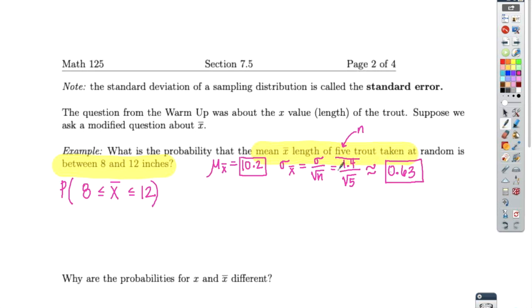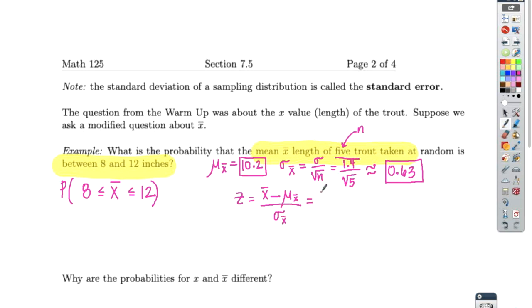Okay, so here's the mean that we're going to use, and here's the standard deviation that we're going to use. And honestly, other than this little change, the strategy now is exactly the same as the warm-up. So I'm going to take 8 and I'm going to take 12. I'll convert them to z-scores, and then I'm going to subtract the areas from the table. So let's do the first one. Z equals, now I'm going to be using my x bar minus mu sub x bar over sigma sub x bar.